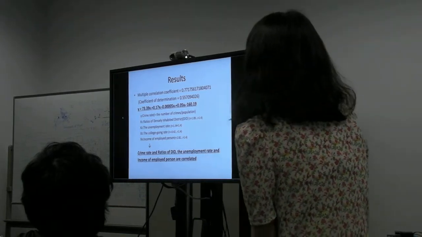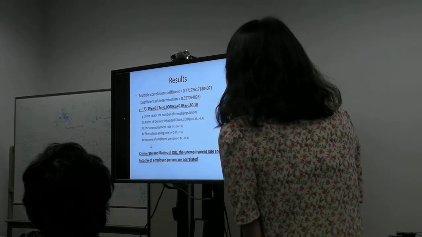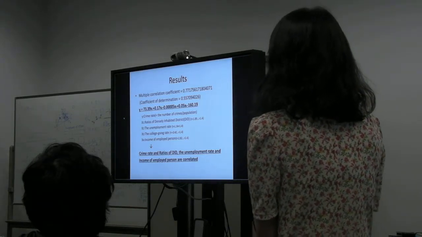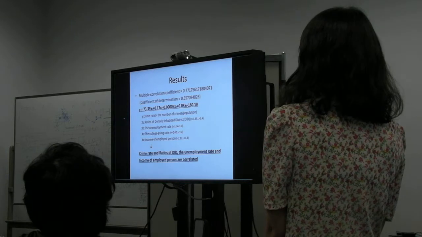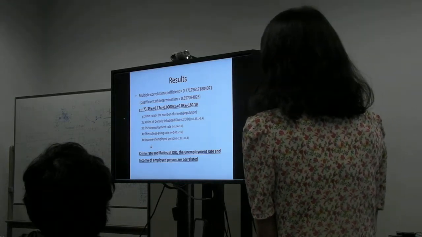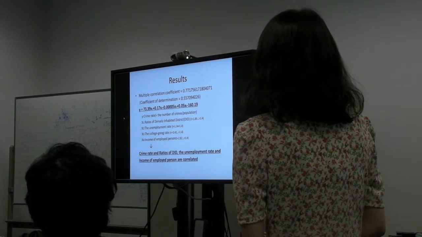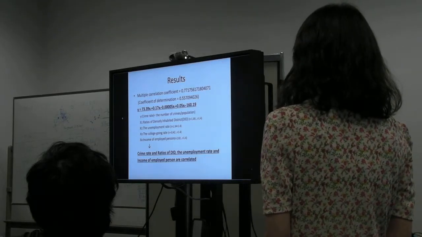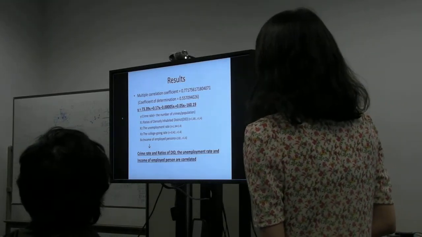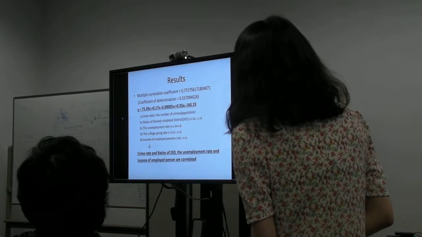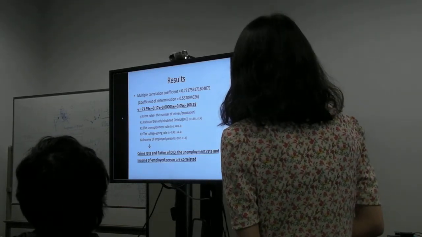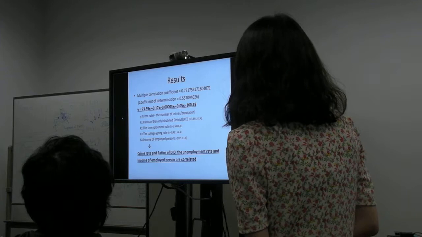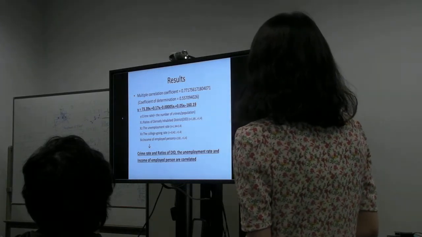Why are crime rate and the other variables related? 73.39 is the constant, 0.1 is X1 plus, 0.0005 is X3, plus 0.054 is X4, minus 160.19 is the result. Crime rate and ratios of DID and the employment rate and income of employed person are correlated.